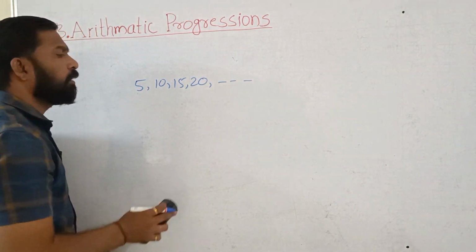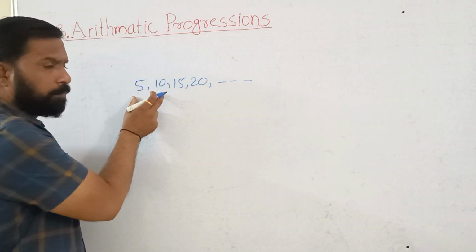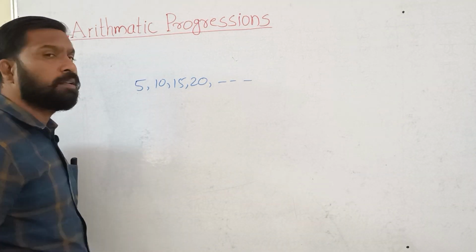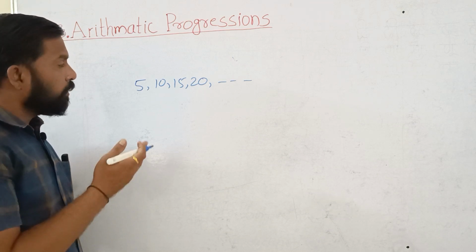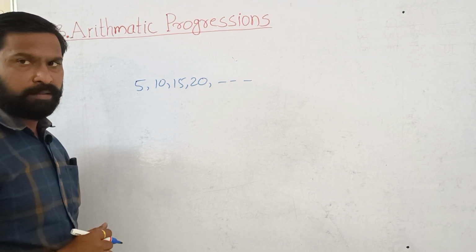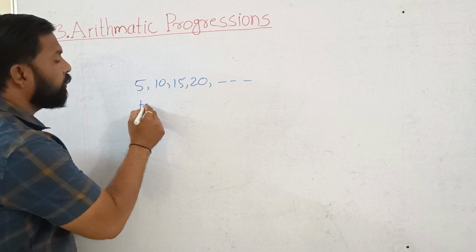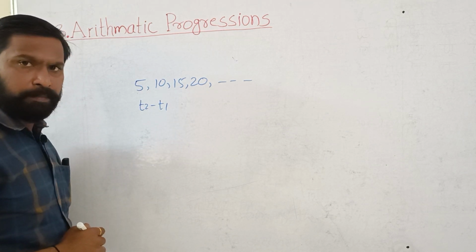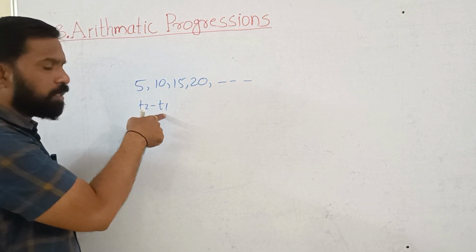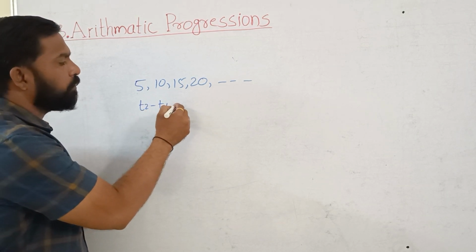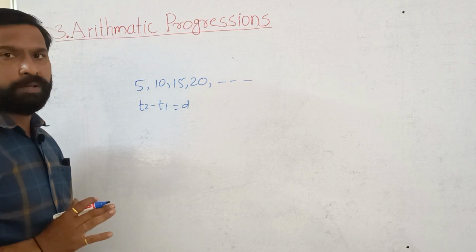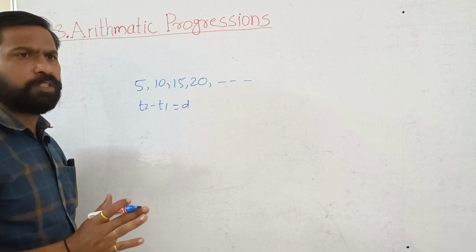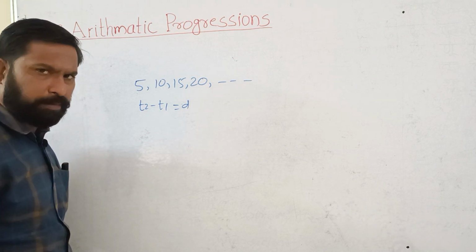Now, will you tell me how to find the difference between them? You are saying 5 is the difference. How is 5 the difference? 5 minus 10 is not 5, it is minus 5. 10 minus 5 is 5. So to find the difference, you are subtracting the previous term from the next term. This is the next term and this is the previous term. Next term minus previous term gives you the common difference. Every time you have to do the same: subtract the previous term from the next term.